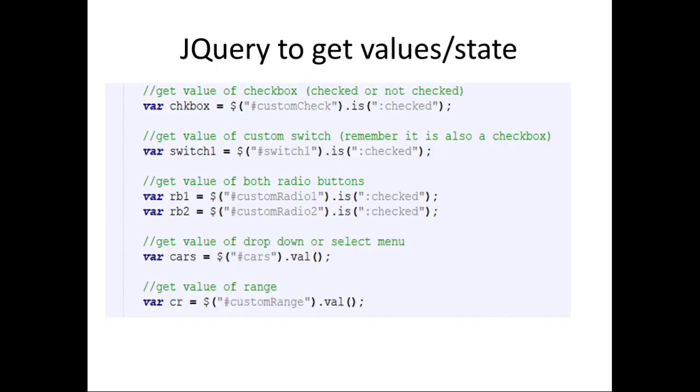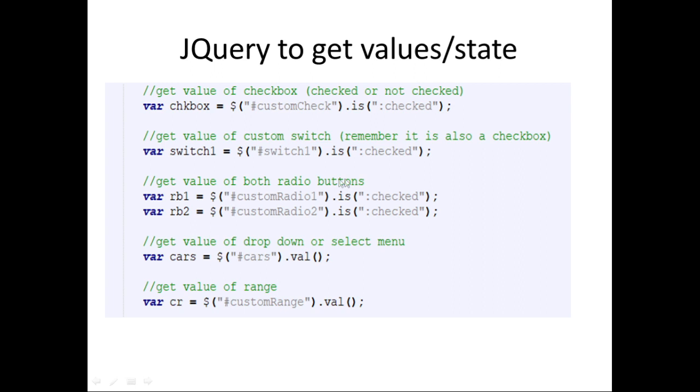Okay, now we have the custom forms, and how do we get their value or state? So this is an example code in jQuery. To get a checkbox, if it is checked or not, we use the is and then checked. So with this, we can have a true or false value, true when checked and false when not. The same is true with the switch, because a switch is also a checkbox with a different appearance. So we also use the is checked.